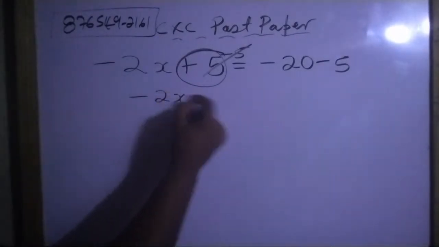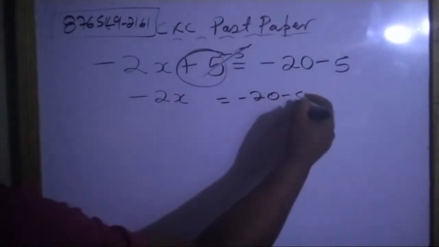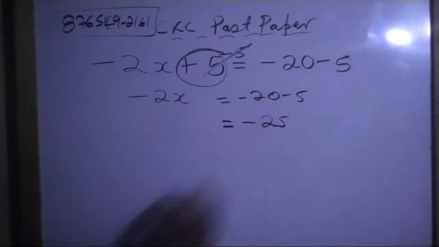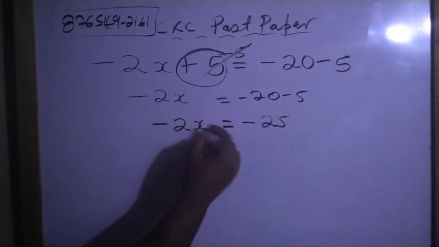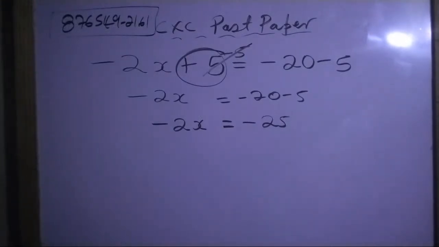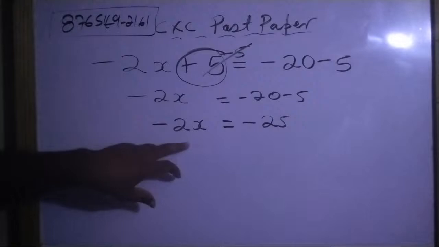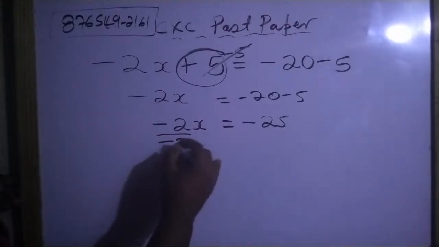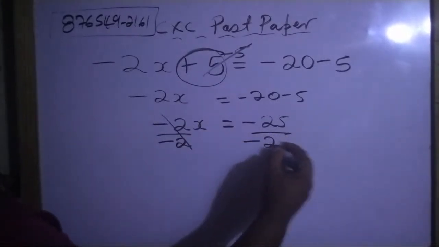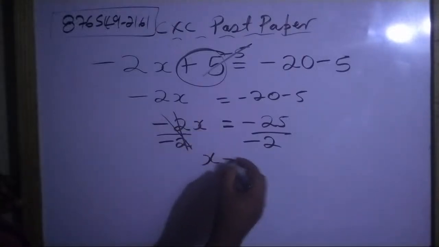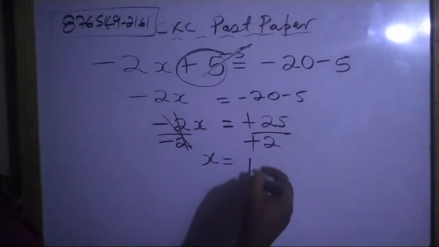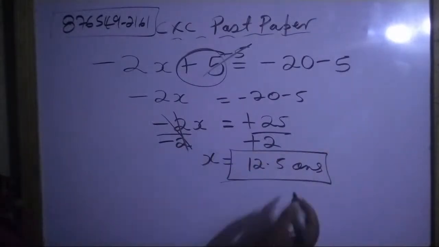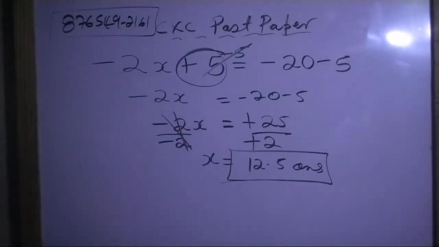So now you're left with negative 20 minus 5. Both of them are negative, so we add them and we get negative 25. We keep the sign. And this is equal to negative 2x. Now remember the objective: we want to get x by itself. So we divide by negative 2, whatever is in front of x. Anything I do to one side, I do to the next side. Negative cancels negative, so it works out to 12 and a half. So it's not 15, but positive 12 and a half.